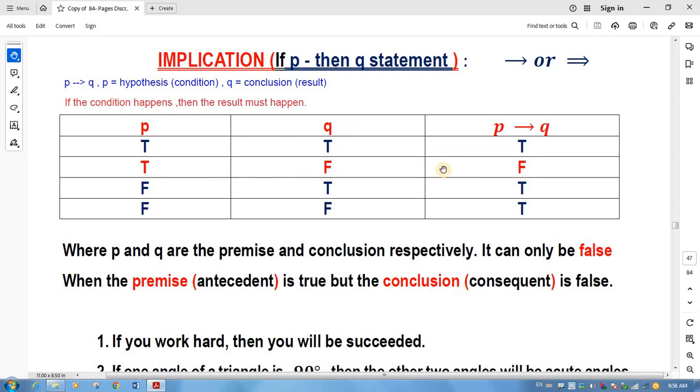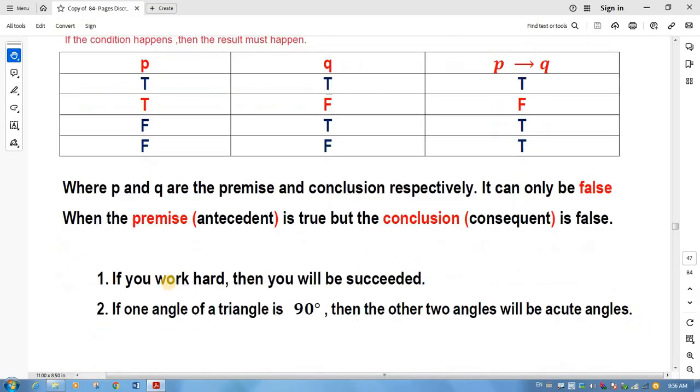हमने सिर्फ इसी लाइन को याद रखना है, यहाँ पे F लिखना है, बाकी हमने true value लिखना है. अगर यहाँ पे T हो, अगर फर्स्ट प्रोपोजिशन ट्रू हो, सेकंड false हो, तो यहाँ पे false होगी, बाकी ट्रू होंगी. If you work hard, ये हमारे पास P है, then you will be succeeded. अगर तुम मेहनत करोगे तो तुम कामयाब होंगे.